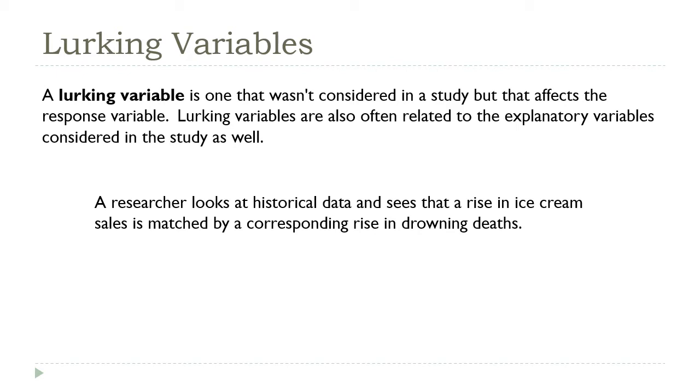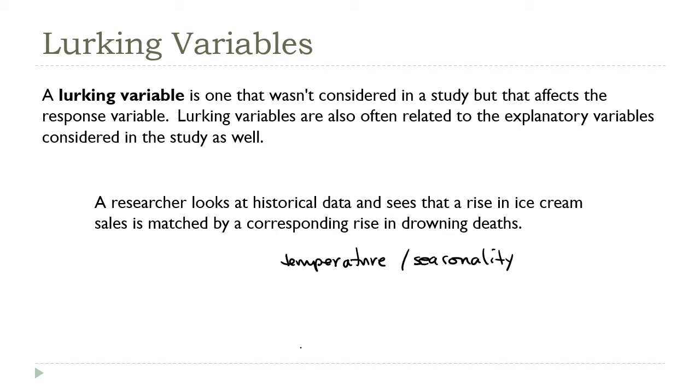Right, so the case here is one that we discussed in the last lecture, where a researcher sees that an increase or decrease in ice cream consumption always has a corresponding increase or decrease in drowning deaths, and mistakenly tries to conclude that ice cream consumption somehow leads to an increase in drowning deaths. Now, the problem here is that there's a third variable, temperature or seasonality, that wasn't considered in the analysis.